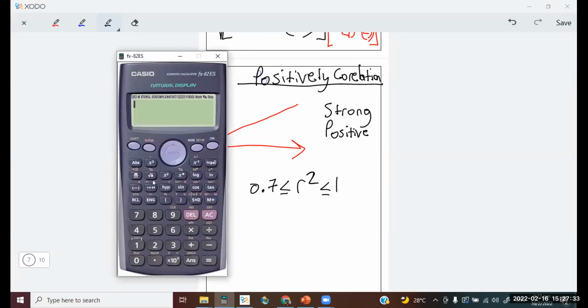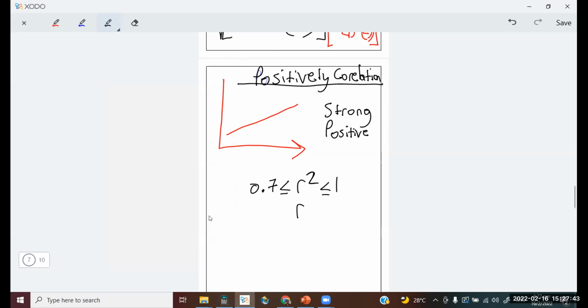Let me bring up the calculator. Square root 0.7, that is 0.83. So in other words, a lot of teachers might say the modulus of R needs to be at least 0.83. Meaning R has a strong positive correlation when R is between 0.83 and 1. But I don't like to remember the R values.